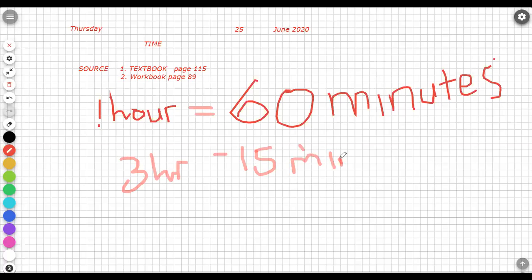I write min like this to represent minutes. 1 hour has 60 minutes, so I change this into minutes by multiplying by 60. So I'm going to say 60 multiplied by 3 to see how many minutes are in 3 hours.